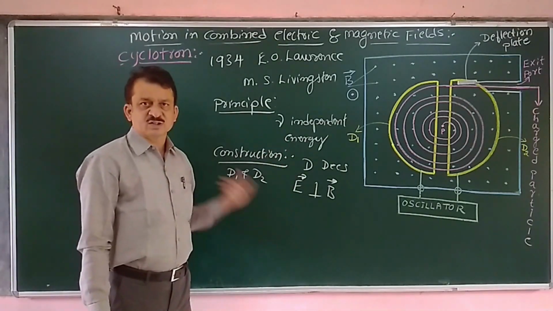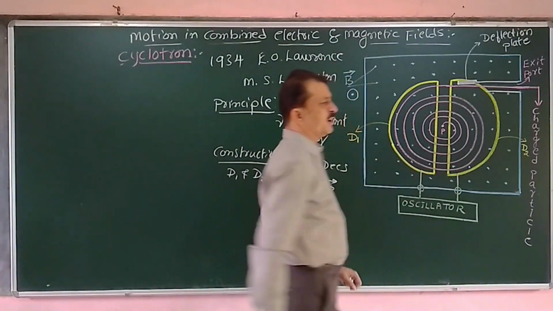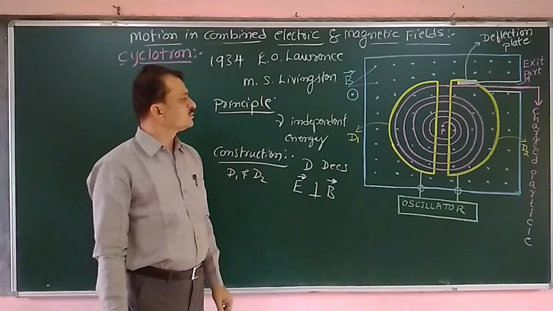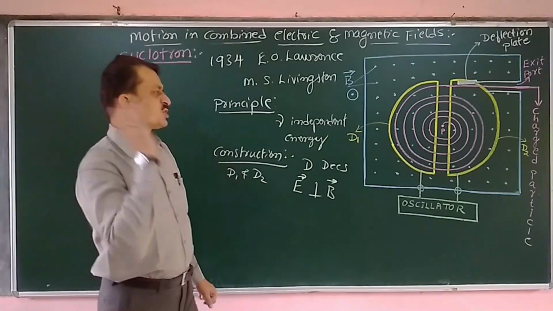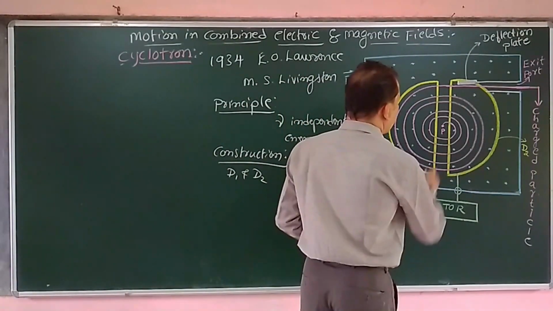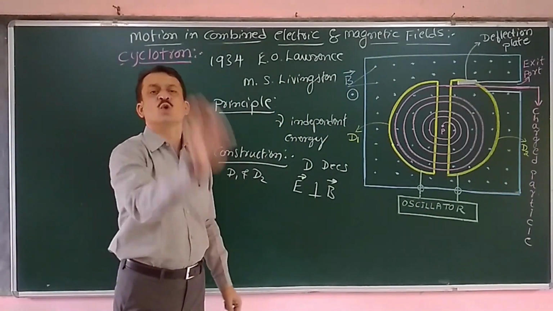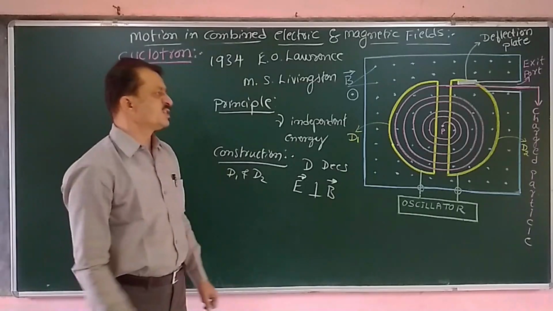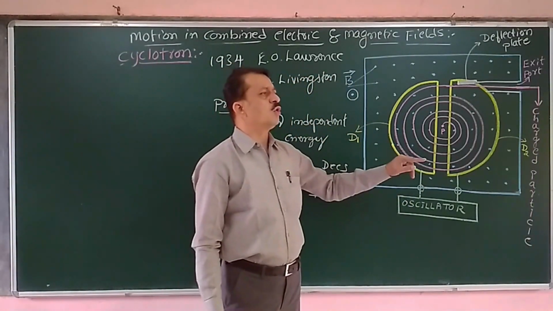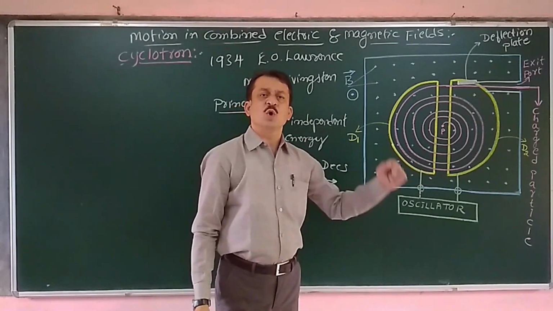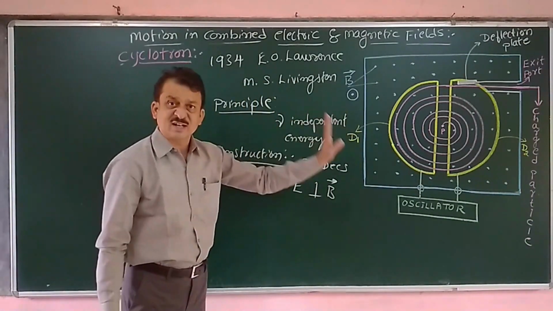Now how does this work? Now at the center we have a source of positive charge. It is going to emit a positive charge. As and when the positive charge is released, just released, not thrown, okay, released. Now at this point it is going to experience both the electrostatic force as well as magnetic force, because both the fields are present.